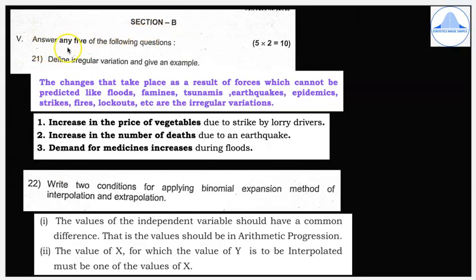Section B, the fifth main, answer any 5 of the following questions. 5 into 2 is equal to 10. 21st question, define irregular variation and give an example.